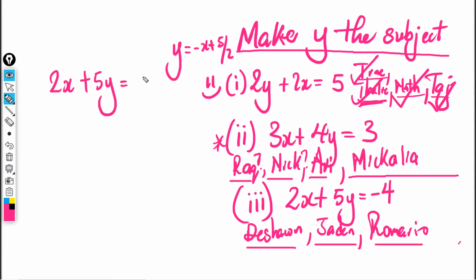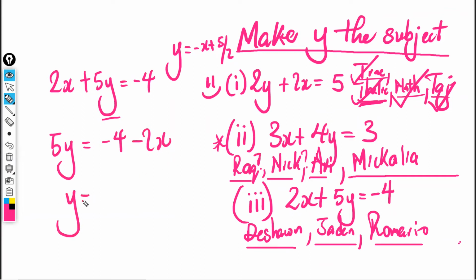All right, so let me help you out. All you need to do is make y the subject, guys. So you're supposed to get 5y is equal to minus 4 minus 2x. Cool. And you're supposed to get y is equal to negative 4 over 5 minus 2 over 5x. Meaning you divide both of them by 5. And that's what you should get. Kind of simple. It's not too bad, guys.